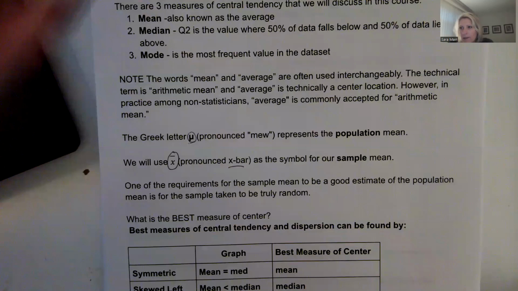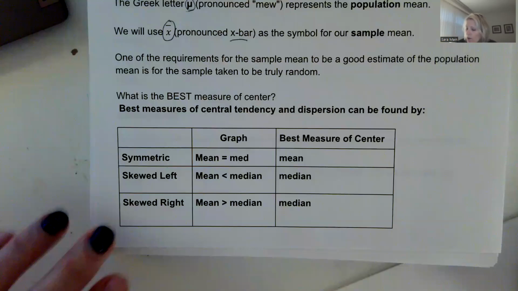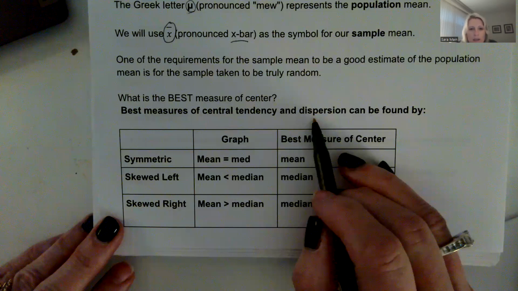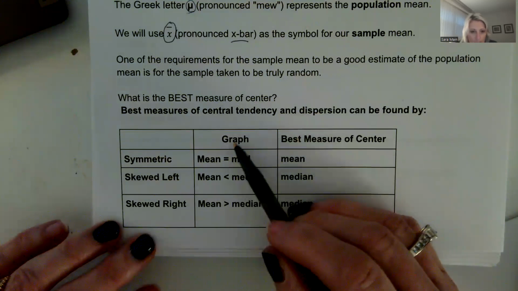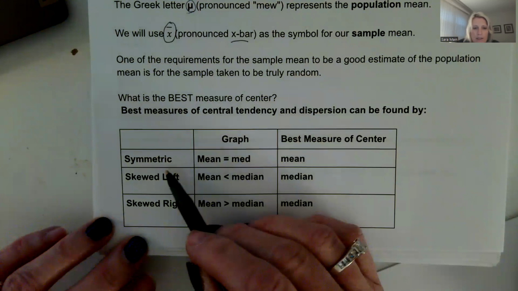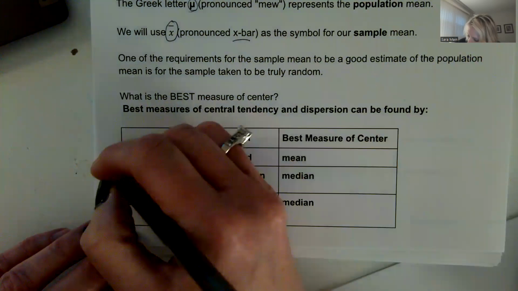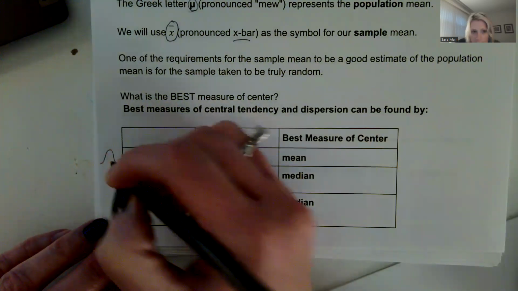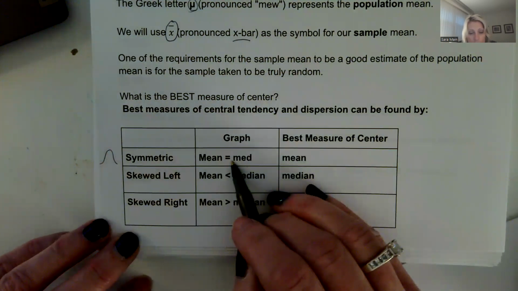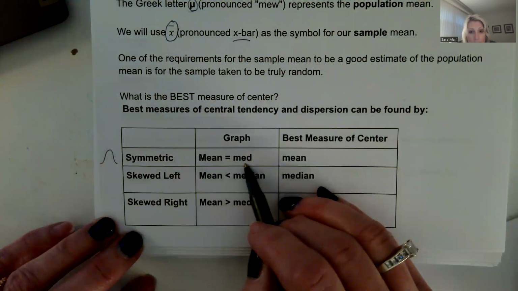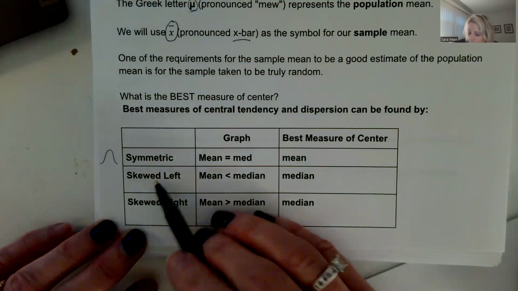So we have to decide what is the best measure of center. Best measures of central tendency and dispersion can be found here. We're going to talk about dispersion in lesson 2.7, but this is our best measure of center. If our histogram is symmetric, then we probably know that our mean and median are about equal. If our data says our mean and median are equal, then our best measure of center is the mean.